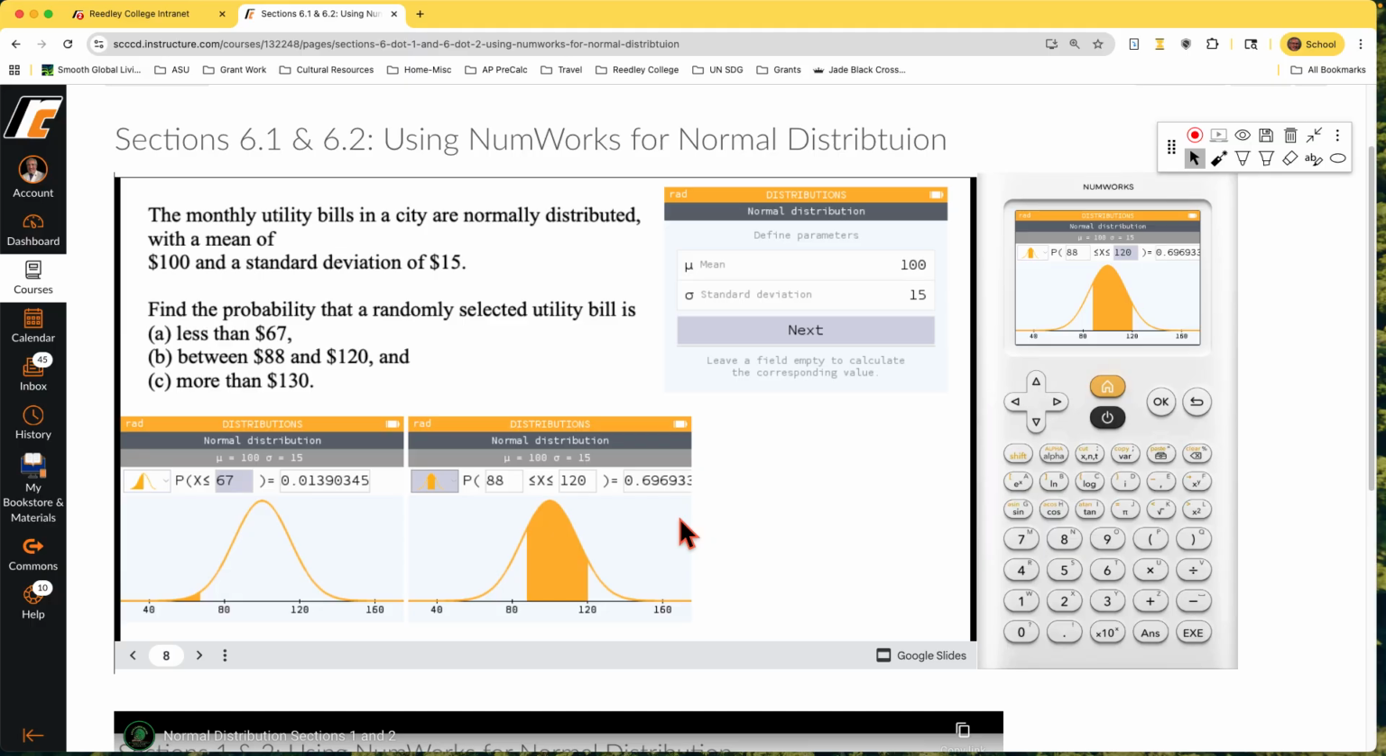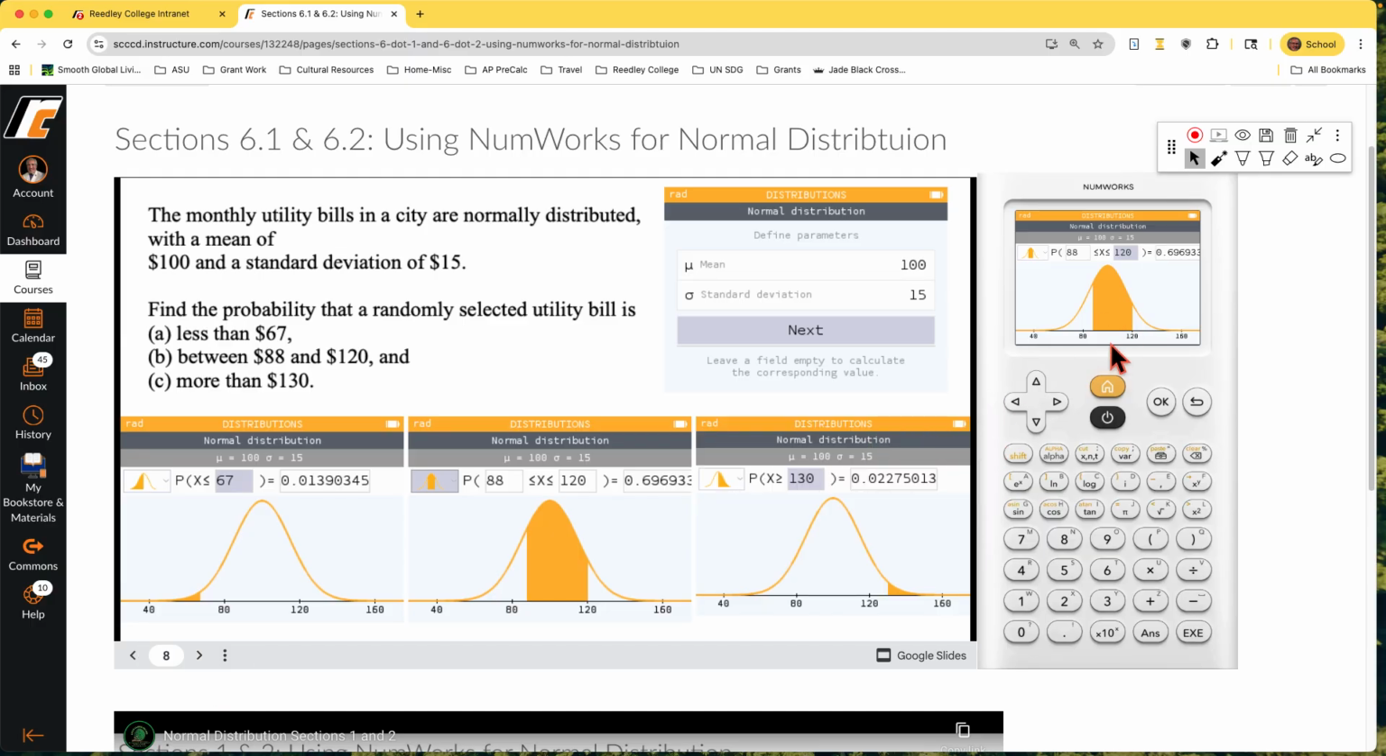So you've got your answer, but then look at this. Oh yeah, that's over the mean. You can even see here's 120, 88 to 120. So you get to see it. And then finally, more than 130. Again, you go to the tool that's above, and you put in 130. And it's way up here. So if you're on average, it's not very likely to have a bill of 130, which is a good thing, but it's also not very likely to have a bill less than $67.